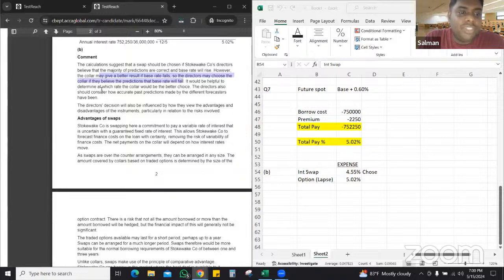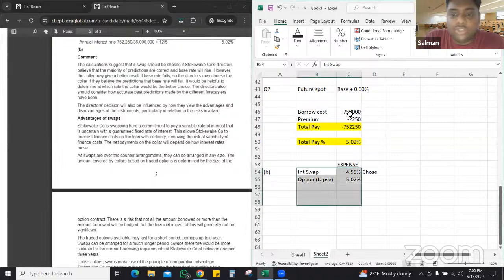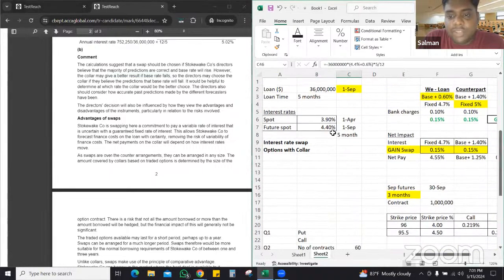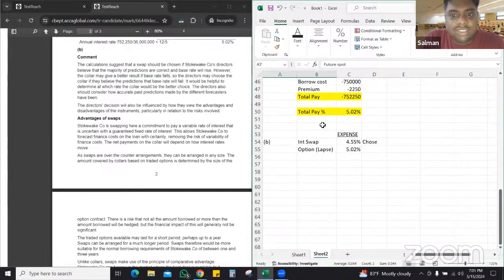It would be helpful to determine at which rate the collar is better. All of our computations were done assuming that the future spot rate will be 4.4%, the future base rate or the future market spot. But if that changes, the collar would be more secure because we have a choice.